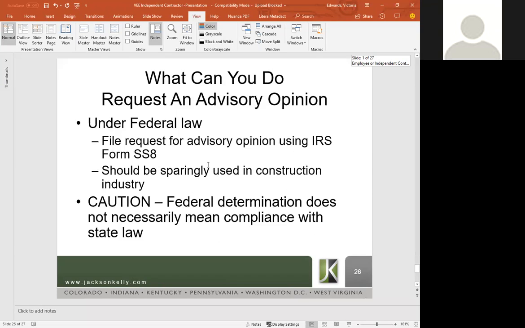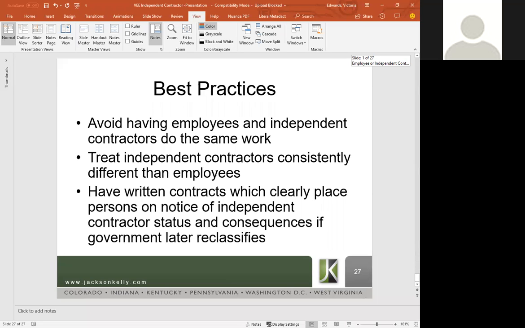So I just have a few other slides here, best practices and what you can do to prevent liability in this arena. Best practices: keep your employee tasks separate from your independent contractor tasks. They shouldn't be doing the same thing. Make it easy for yourself. If it means having a separate procedure for independent contractors when you're hiring them and firing them versus your employees, do that. But have a process in place that treats them differently.